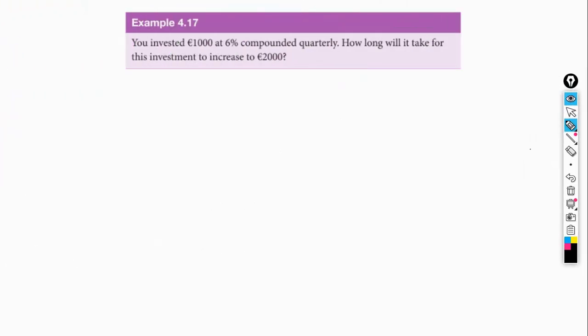So now let's continue with example 4.17. It says you invested 1,000 euros at 6% compounded quarterly. How long will it take for this investment to increase to 2,000 euros? Previously we did problems like this one using a GDC to find the answer. We'll still need the GDC, but we won't have to use a graph.